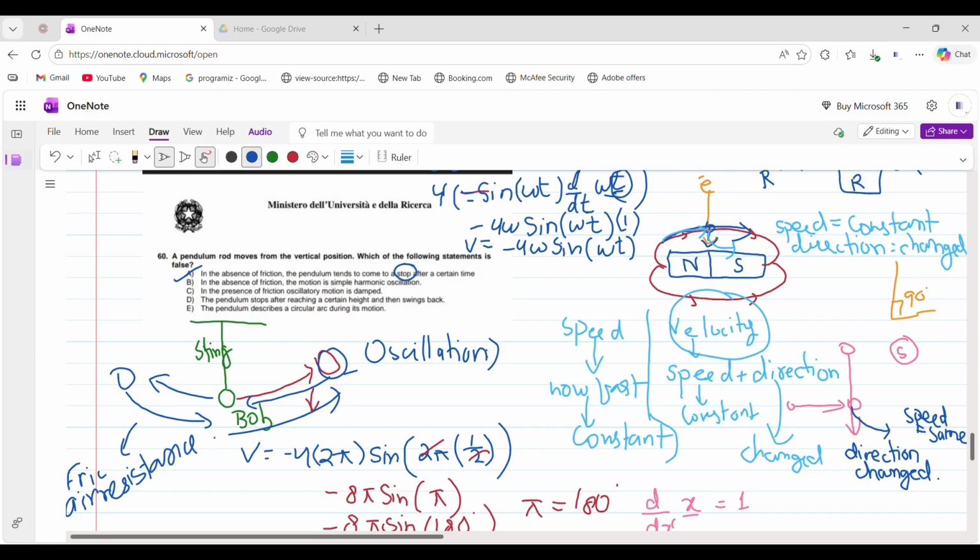Option D, the pendulum stops after reaching a certain height and then swings back. Of course, if I have pulled this bob here, it will reach a certain height and then swing back again. So this is a true statement. Option E, last but not the least, the pendulum describes a circular arc during the motion. Of course, this motion is on a circular path, a circular arc. So this is a right statement as well. The only false statement given was A, in the absence of friction. If friction is absent, the motion would not be stopped; rather, it will continue.